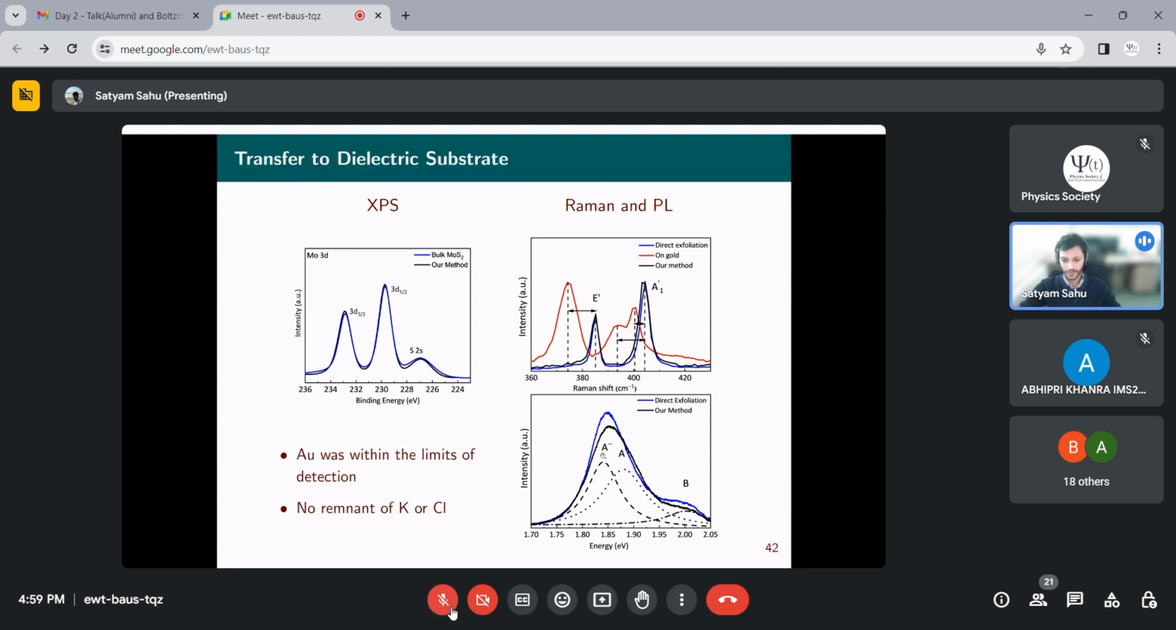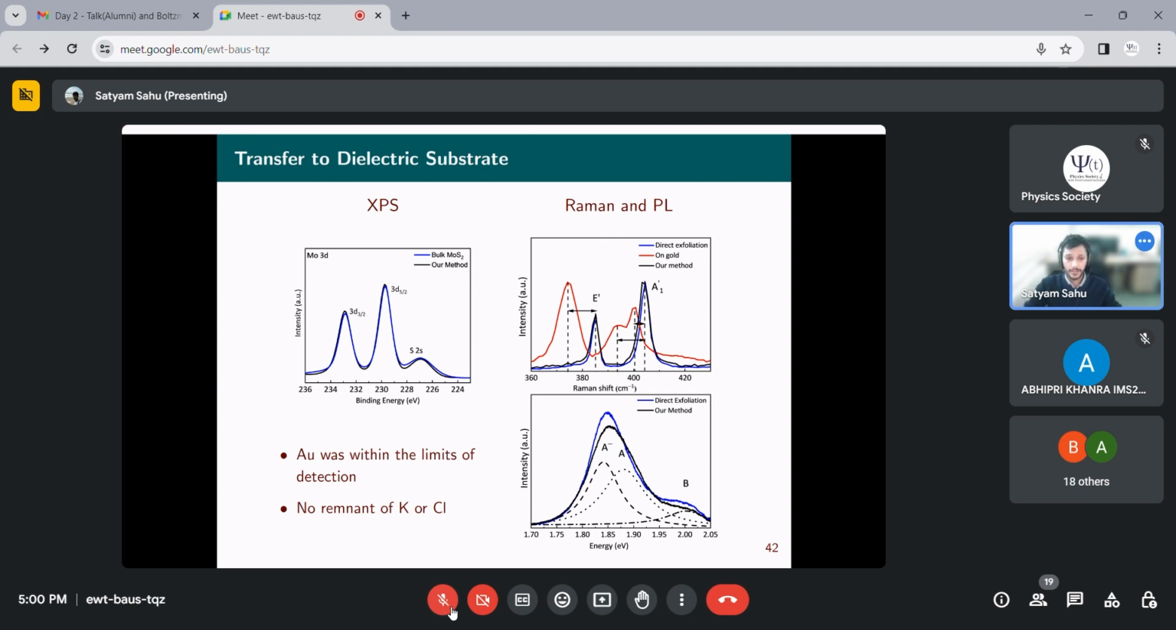Then we also did the photoluminescence measurements, and again we tried to compare the samples prepared using two different methods. What we observed was that there was not much change in the photoluminescence, and both these peaks are mostly comparable. Both the spectra are mostly comparable, except at some point where it could be because of some remanent strain in the system. That's why we have slightly narrower line width here.